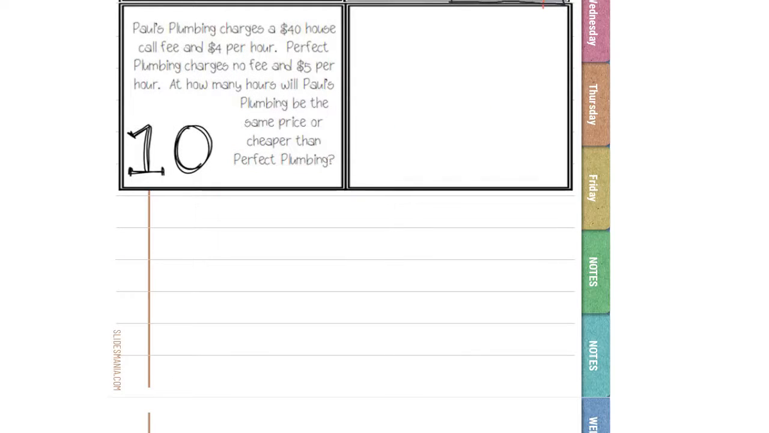All right, so for number 10, it says Paul's Plumbing charges a $40 house call fee and $4 per hour. Perfect Plumbing charges no fee and $5 per hour. At how many hours will Paul's Plumbing be the same price or cheaper than Perfect Plumbing? So let's go ahead and start setting up our equations.